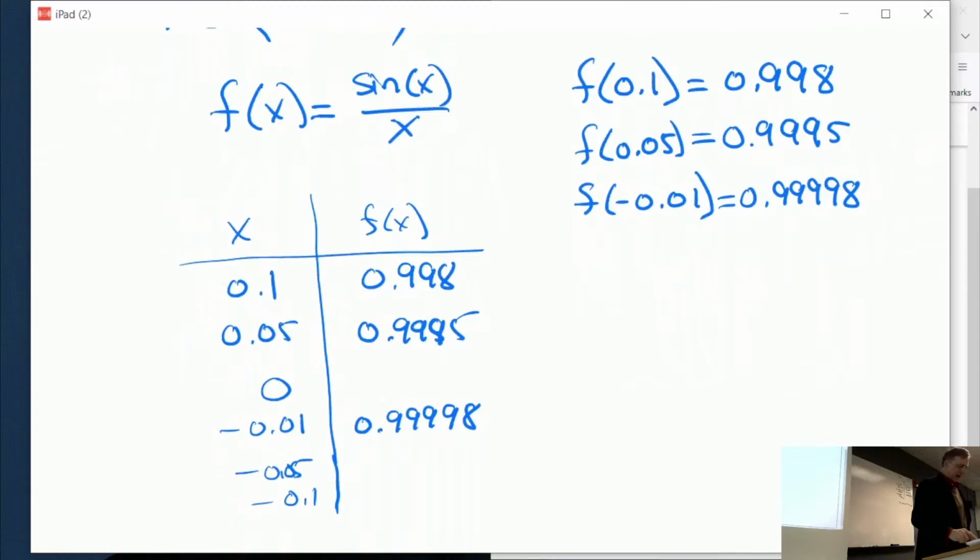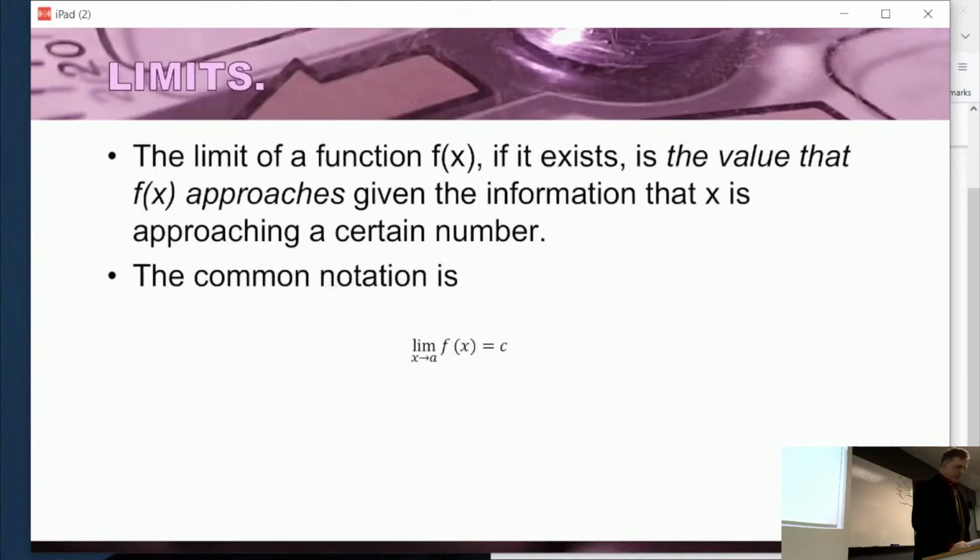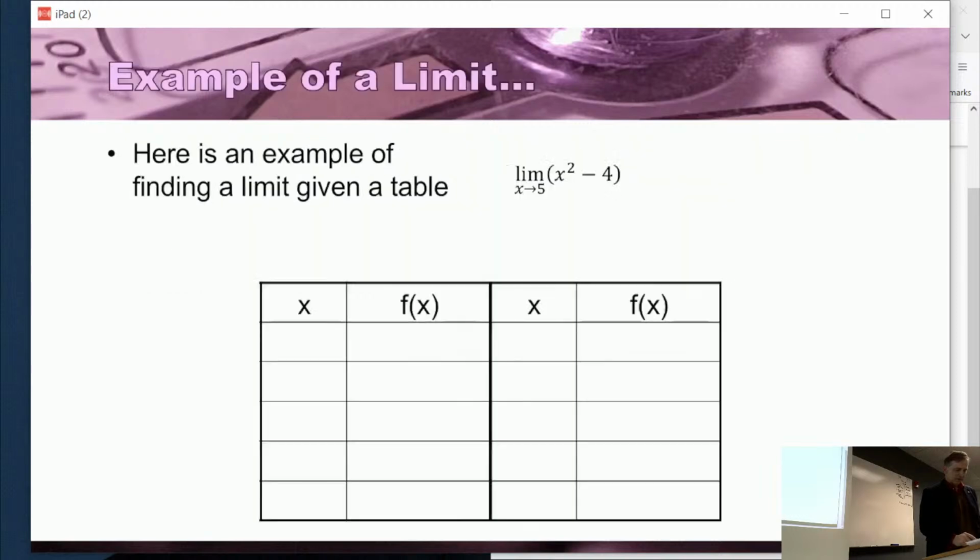I guess I've got it. I'm out of order on my graph, on my thing here. There is a more technical definition of limits, but we're not going to get into that because this is Calc 1, and we aren't going to worry about that.